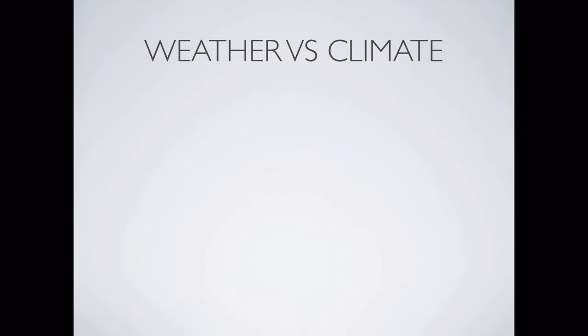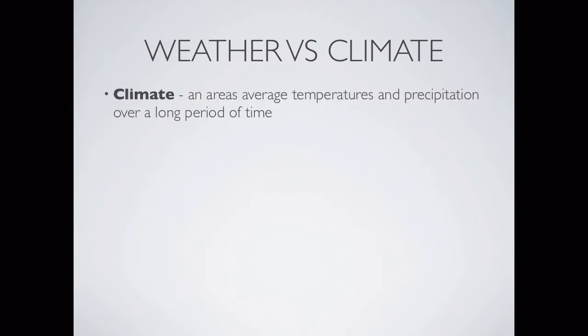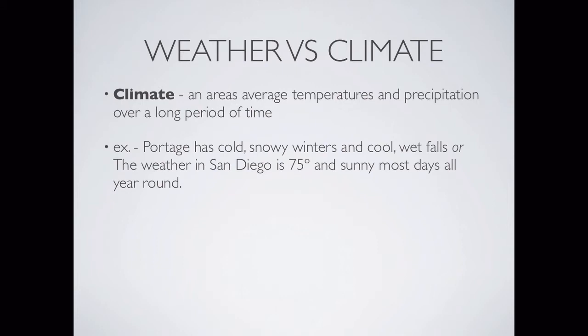Another aspect of the test is knowing the difference between weather and climate. Climate is an area's average temperature and precipitation over a long period of time. For example, if I say Portage has cold, snowy winters and cool, wet falls, I'm talking about climate. That's sort of a big picture kind of thing.